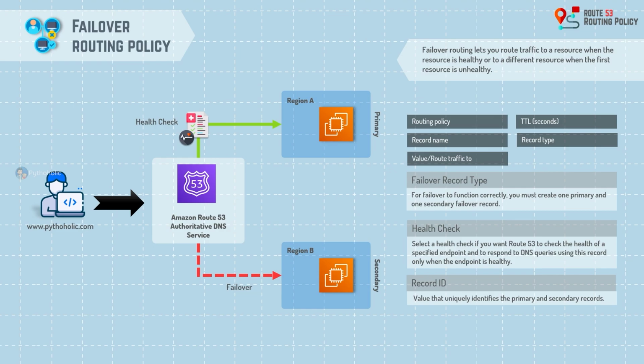The next one is health check. We select a health check if we want Route 53 to check the health of the specified endpoint and to respond to DNS queries using records only when the endpoint is healthy. We have already discussed health checks before. This is no different than what we have already discussed, so don't worry about that. And the last one that we have here is record ID. This is the value that uniquely identifies the primary and secondary records, and it is used for distinction, so where to actually route. We need records, right? So the record IDs are also present.